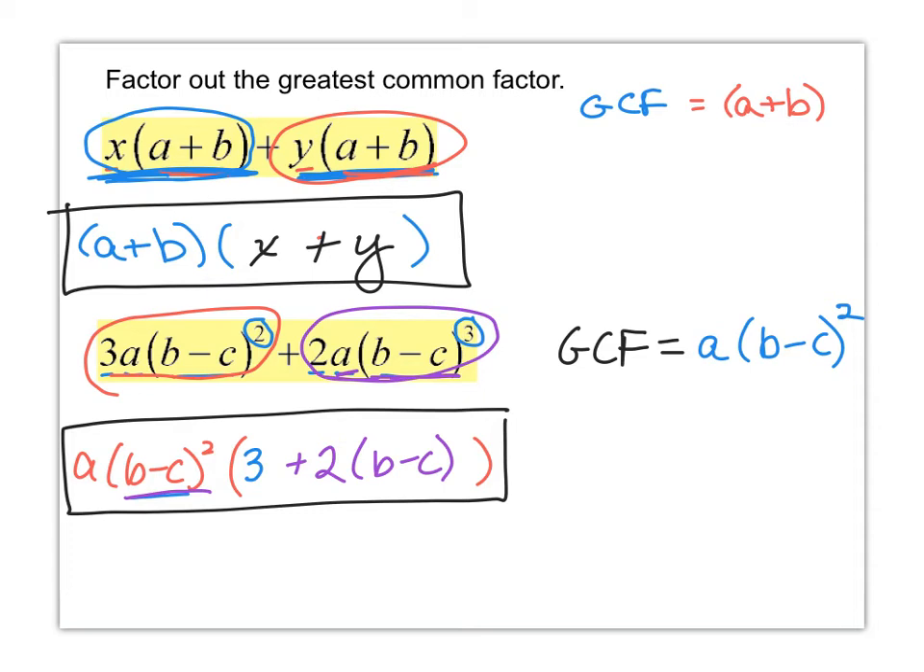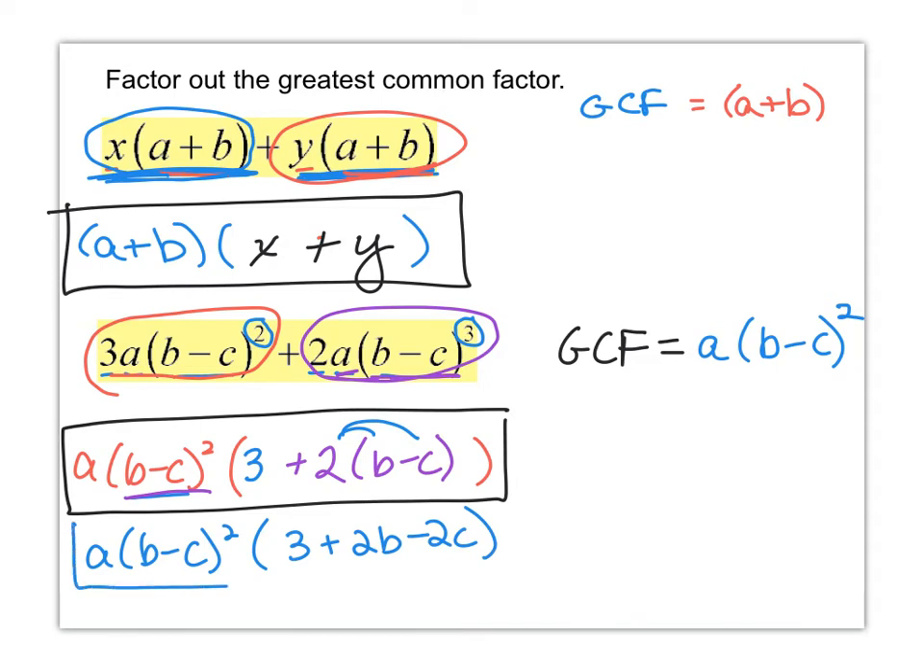There's one other thing that we can do here: we can distribute the 2, and that'll give us 2 times b minus c to the second times 3 plus 2b minus 2c. So this is an alternate way of writing the expression in factored form.